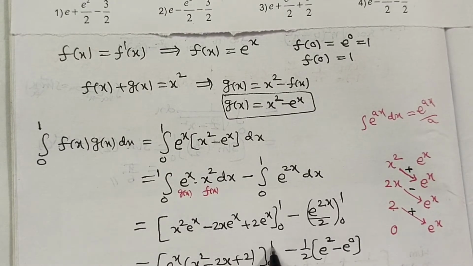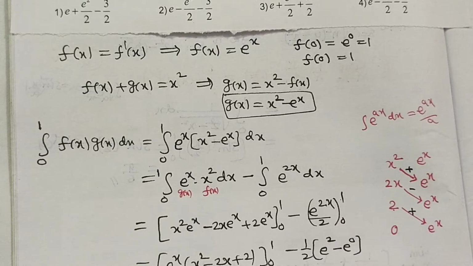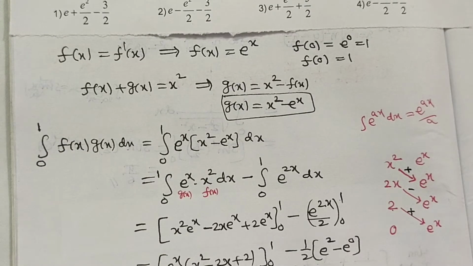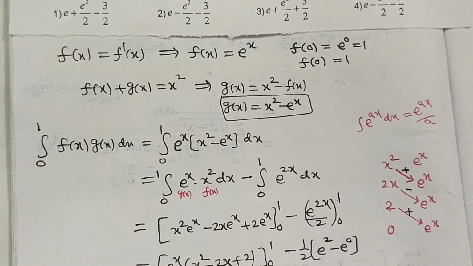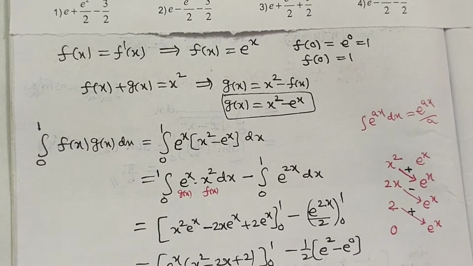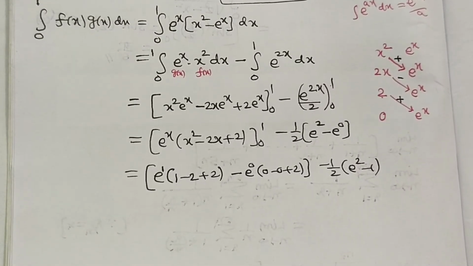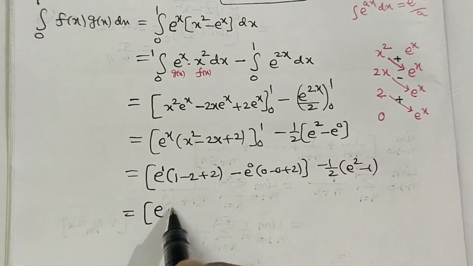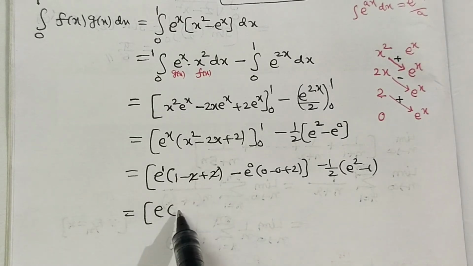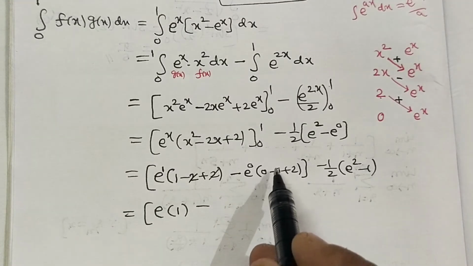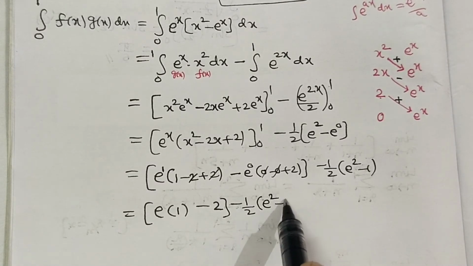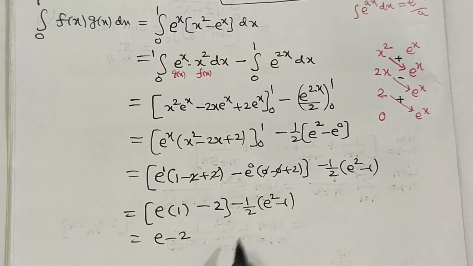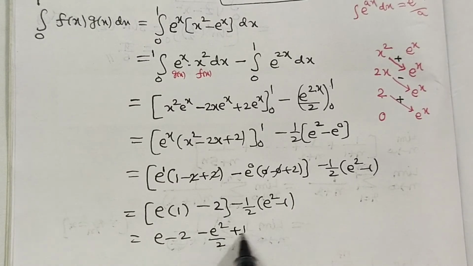So now first the upper limit, wherever x is there, replace it with 1. E into 1 minus 2 plus 2, minus e power 0. Here also e power 1. 0 minus 0 plus 2, minus 1 by 2 into e square minus 1. So which is equal to e into, here plus 2 minus 2 get cancelled, 1 minus e power 0 is 1, minus 2 minus 1 by 2 into e square minus 1. So e minus 2 minus e square by 2 plus 1 by 2.